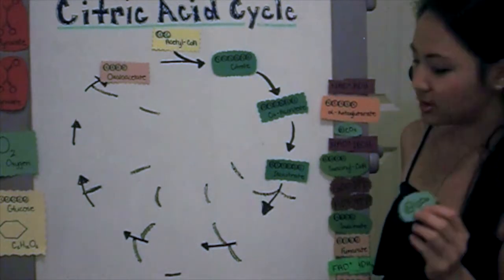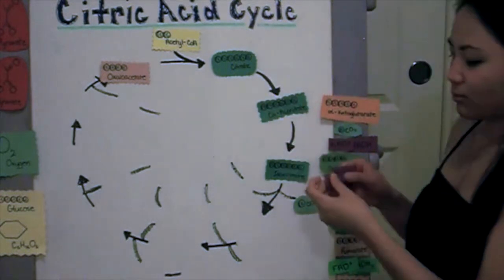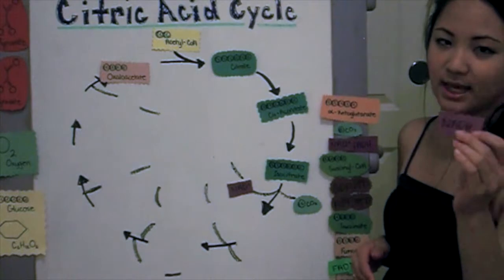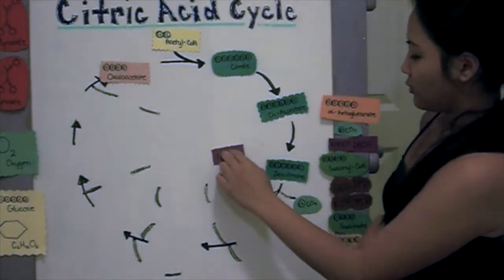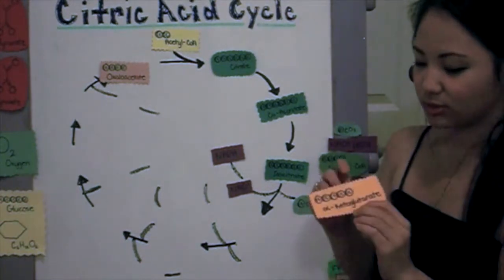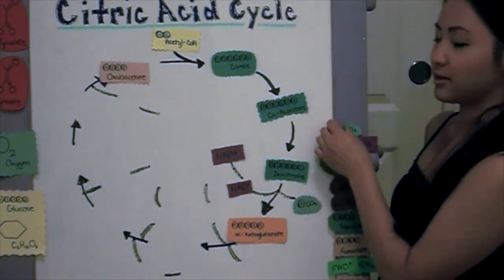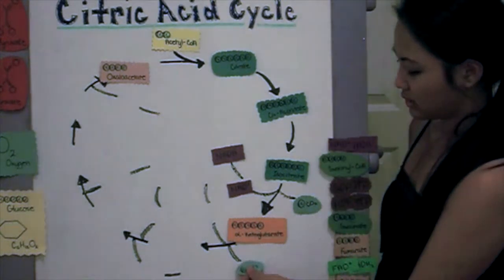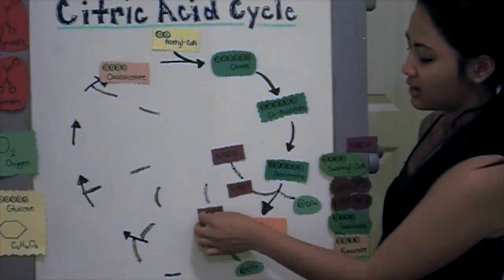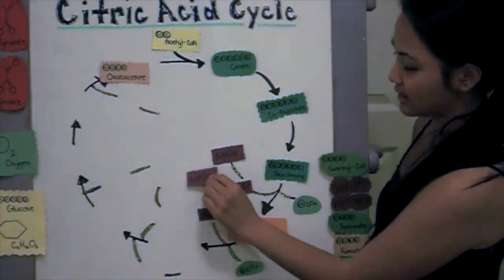The next step, we lose a carbon, which then produces carbon dioxide, and an NAD plus becomes reduced to make NADH. We are left with a 5-carbon molecule known as alpha-ketoglutarate, and another carbon is lost and another carbon dioxide is produced, and we have another NAD plus reduced to make the second NADH of the citric acid cycle.